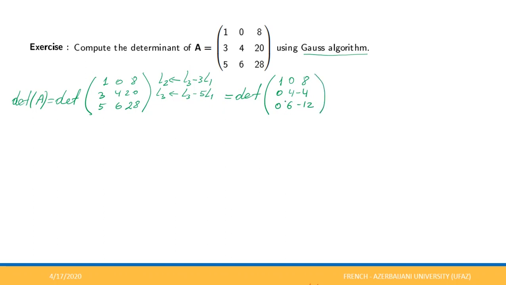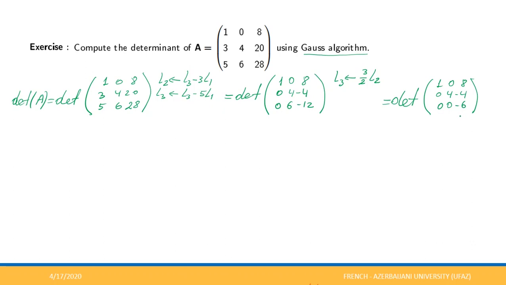Then we cancel 6 in the third row. Because of this, we use this elementary operation. Instead of third row, we write third row minus 3 over 2 times second row. When we apply this elementary operation, the value of the determinant will not change. Because of this, it will be determinant 1, 0, 8, 0, 4, minus 4, 0, 0, minus 6. You see this matrix is in row echelon form.